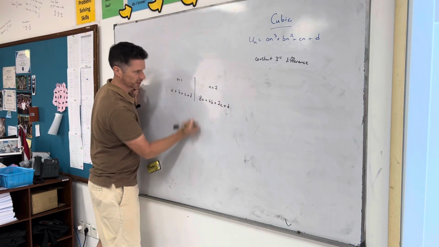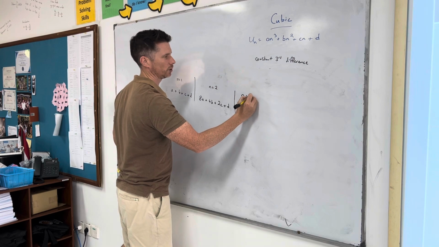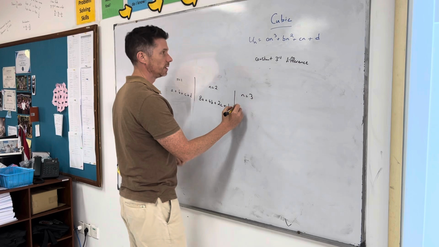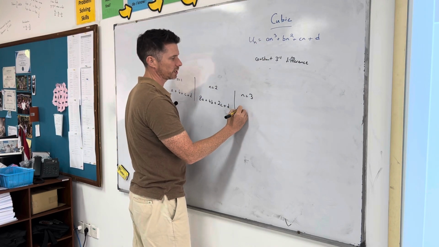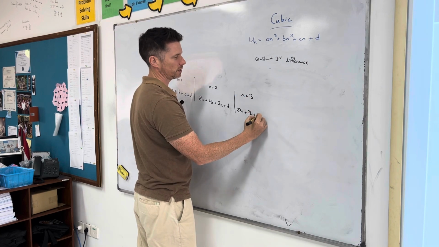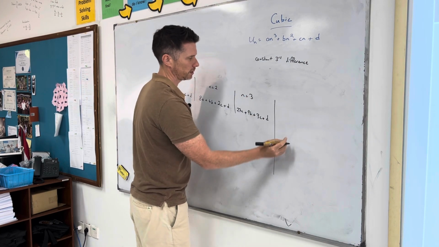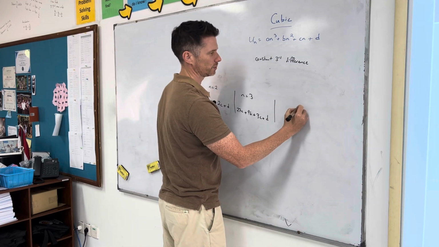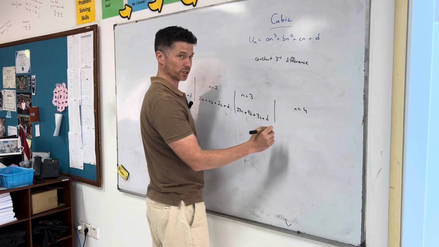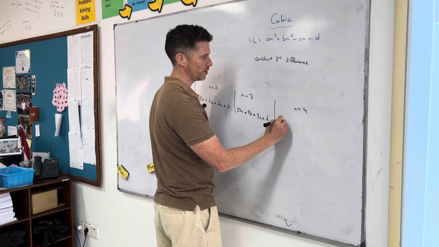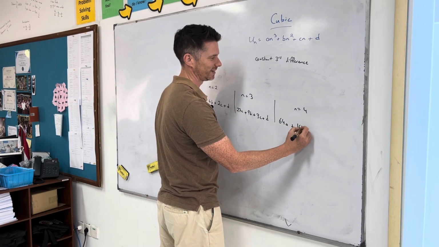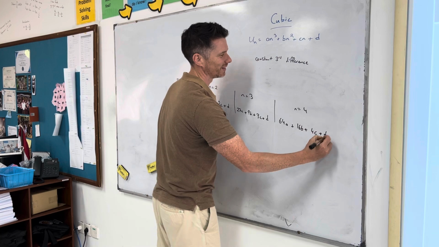I shouldn't put this big line again, because I know I'm going to split them. Look at differences now. n is equal to 3: 27a, 3 cubed, 3 squared is 9b, 3c, and d. Oh, I did it again. n is equal to 4. 4 cubed? 64. 4 squared? Thank you. Okay, so we get this far.